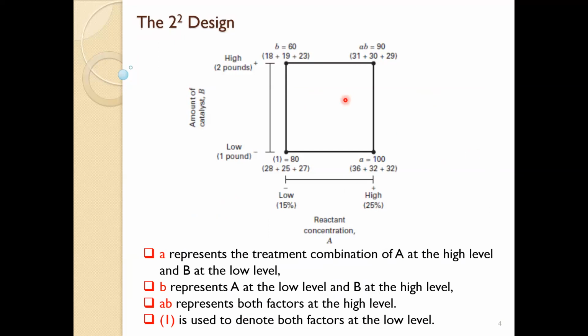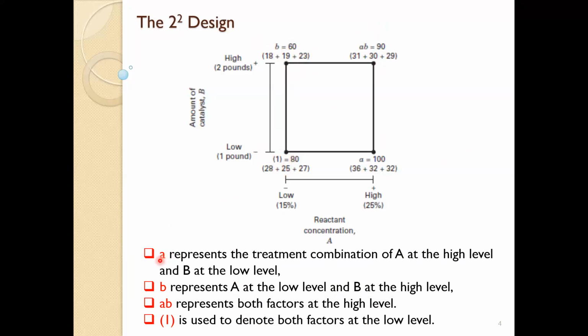Okay, if we represent in terms of symbols, this is high B, low A. High B, low A, we represent by lowercase b. This is high B. Lowercase a and b, this is high A, high B. Lowercase a means high A. This is 1, which means low A, low B. This is the symbol, right?